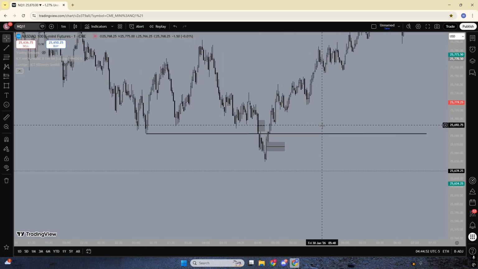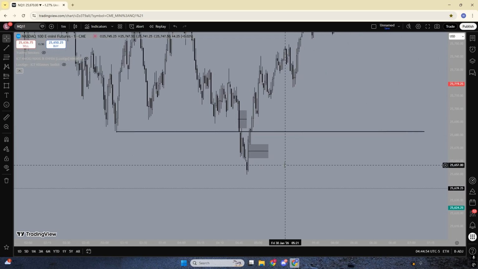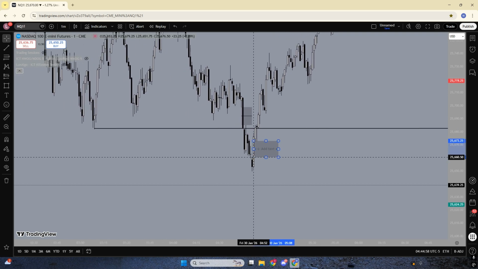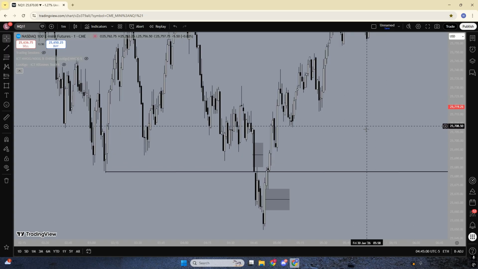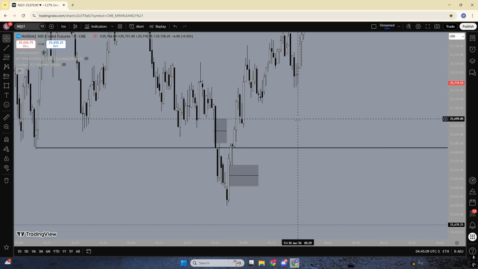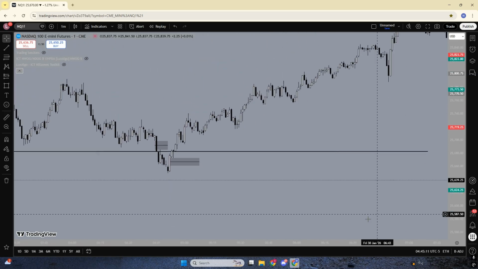Price naturally wants to go retest the fair value gaps, the ones that have not been mitigated yet. Price is normally drawn to it. So boom, it inverses right here, goes back, taps into it, and then boom, rips all the way up.